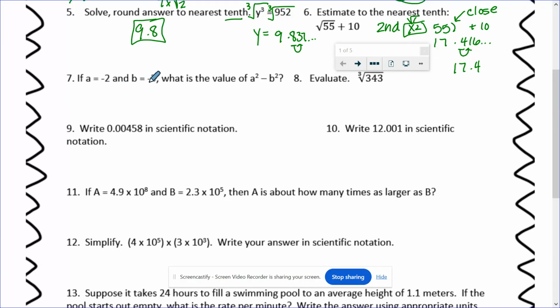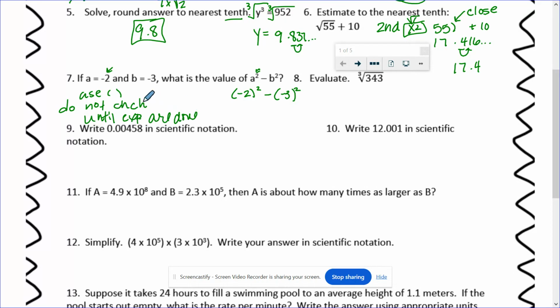If a equals negative 2 and b equals negative 3, what is the value of a squared minus b squared? Anytime you have an exponent on your variable and the numbers are negative, always use parentheses around the numbers. So negative 2 in parentheses to the second power minus the negative 3 in parentheses to the second power. Do not change until exponents are done. So again, do not change until exponents are done.